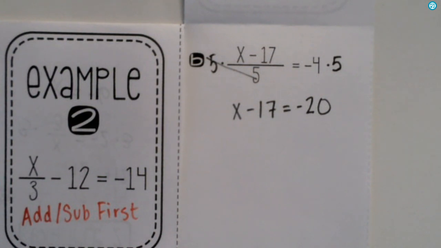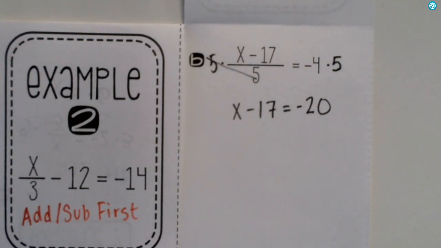A negative times a positive is negative. A negative times a negative is positive, though. But if only one of them is negative and you're multiplying or dividing, it's going to end up negative. Good question.